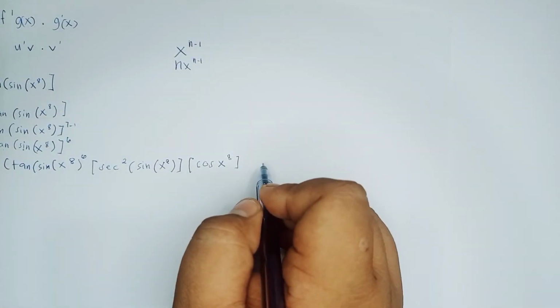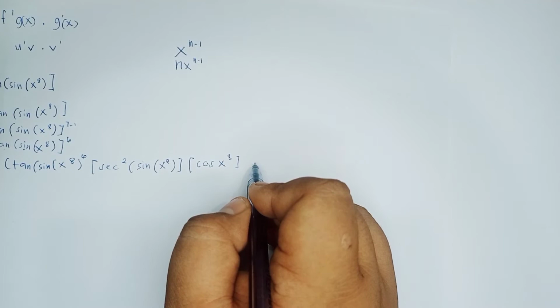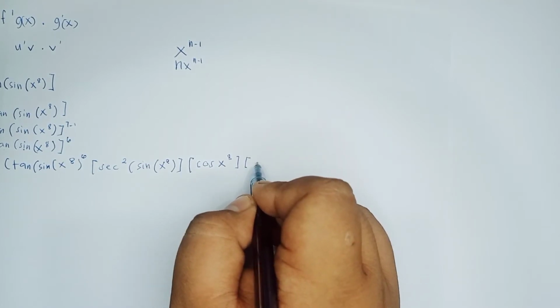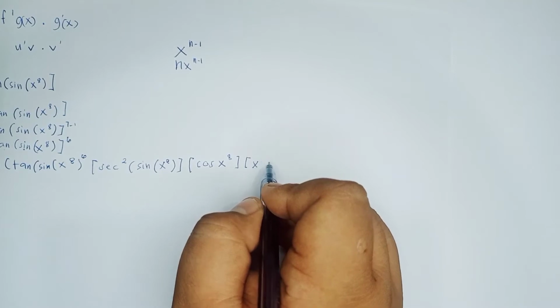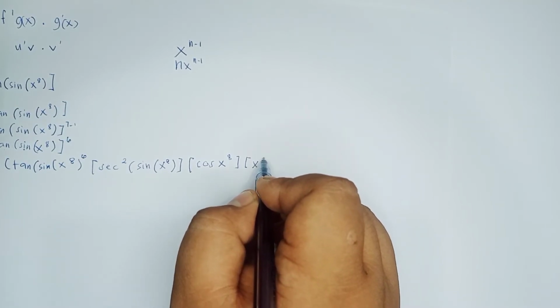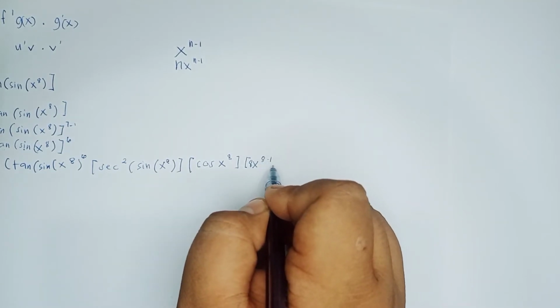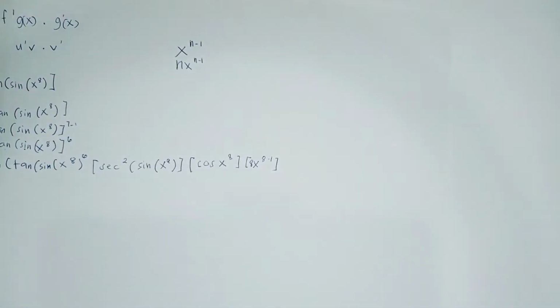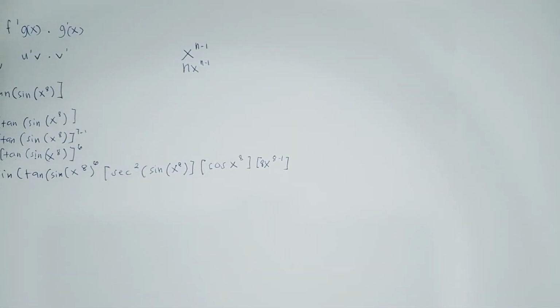And finally, the derivative of x raised to 8. Since it is x raised to 8, we will be using the power rule: 8 minus 1, and put the 8 here. Now, what we'll be doing is to simplify it.